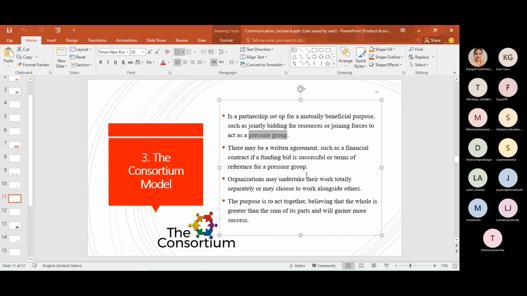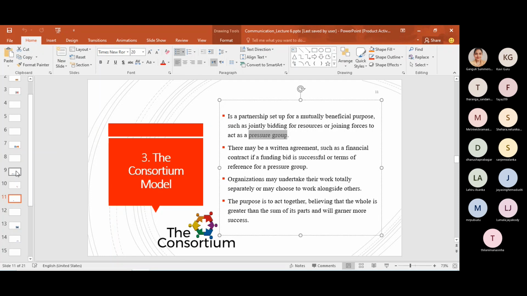So when you get into this kind of a partnership model, consortium model, usually there will be a written agreement between the partners. Okay, so it can be a financial contract, and it can be an agreement which contains some list of terms and conditions. Likewise, it can be a bond. Yes, it can be a bond. Yes, very good.